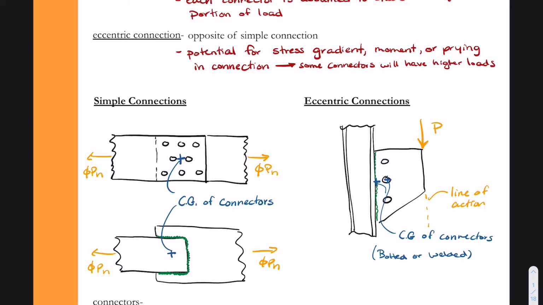So as this plate would be pulling down and bending, the top bolt would also have some sort of horizontal force applied to the right. The bottom bolt would have some extra compression there as the plate is rotating. And so we'd have to account for that in our design.